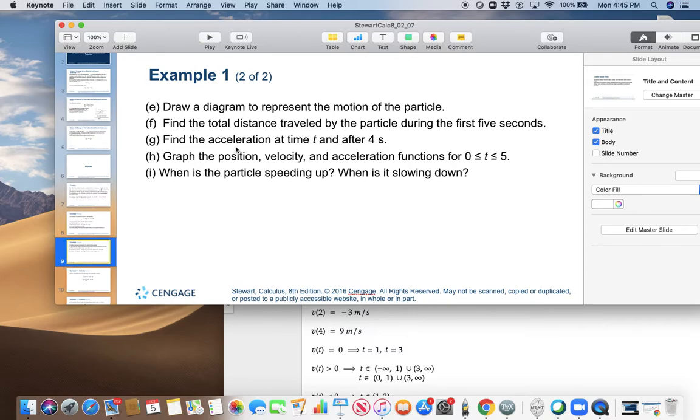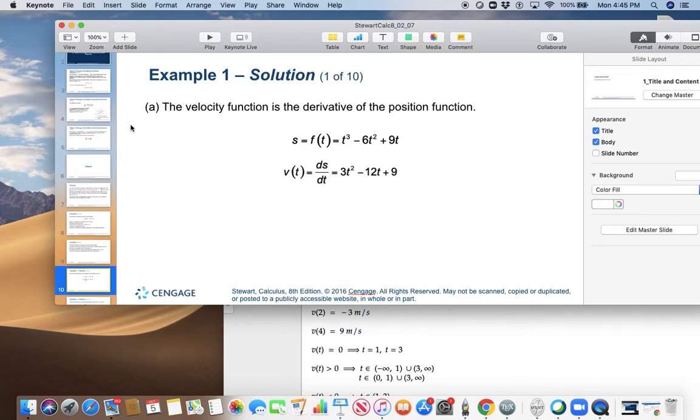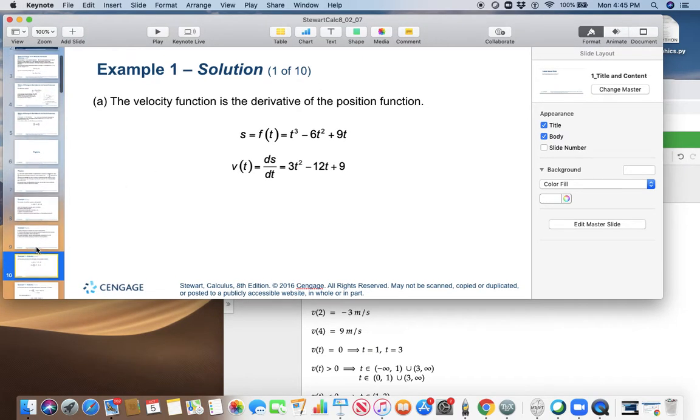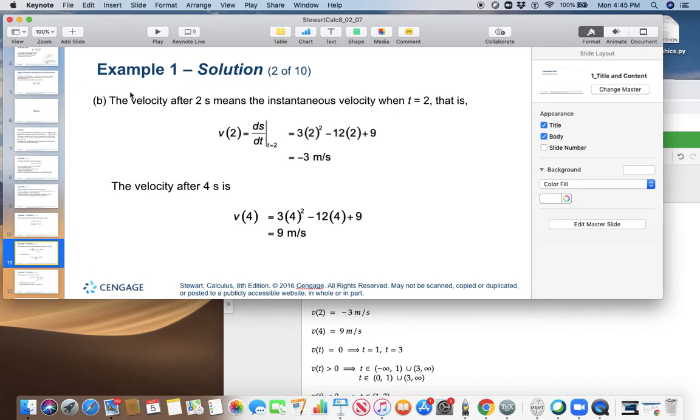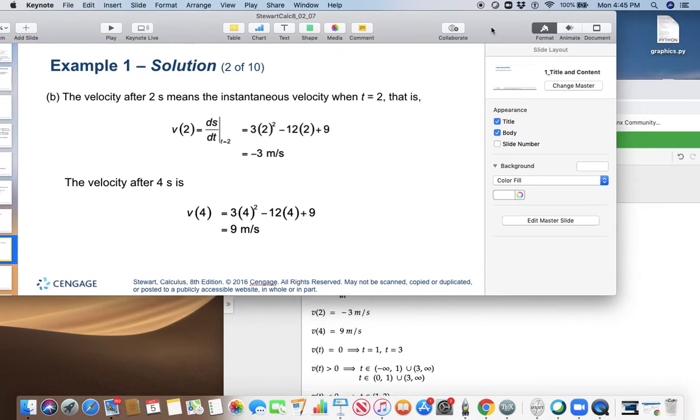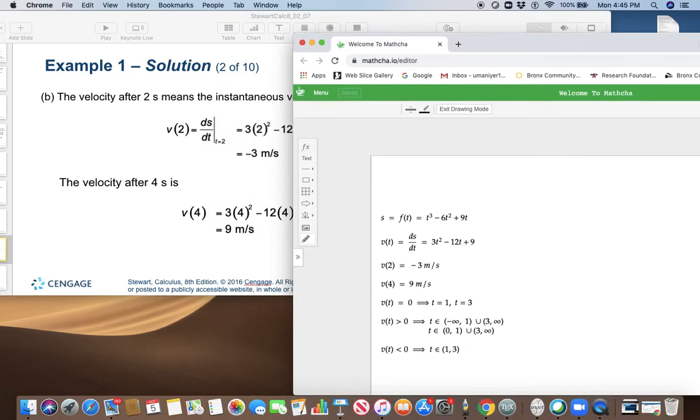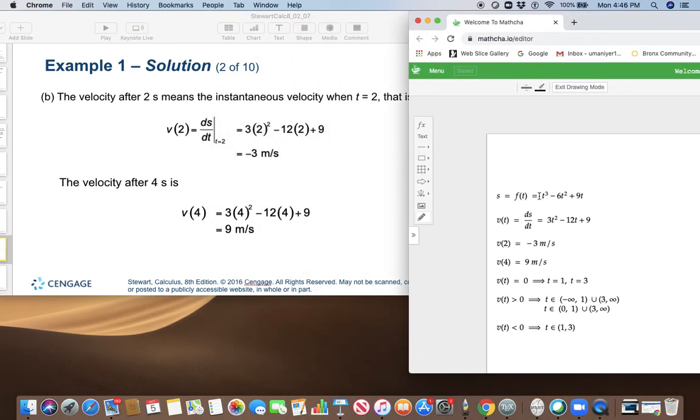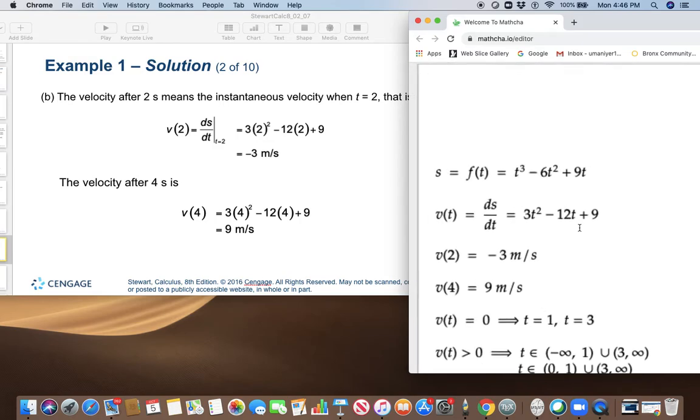A lot of questions. Let's go through them one by one. This is your position function, S. Velocity is the derivative: 3t squared minus 12t plus 9. After 2 seconds, we are going to plug in t equals 2 in the velocity function. So I have written down the velocity function on the side for us, right? That is the derivative.